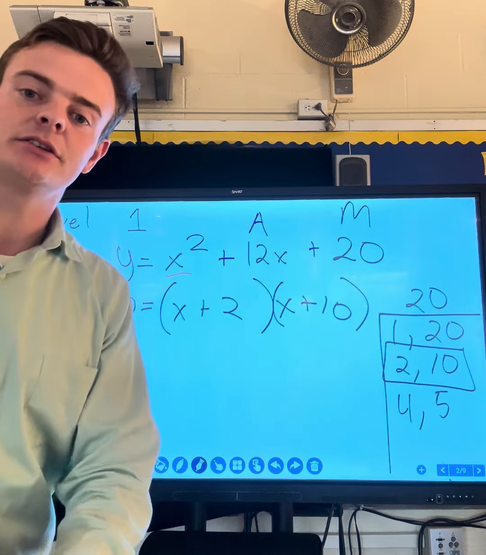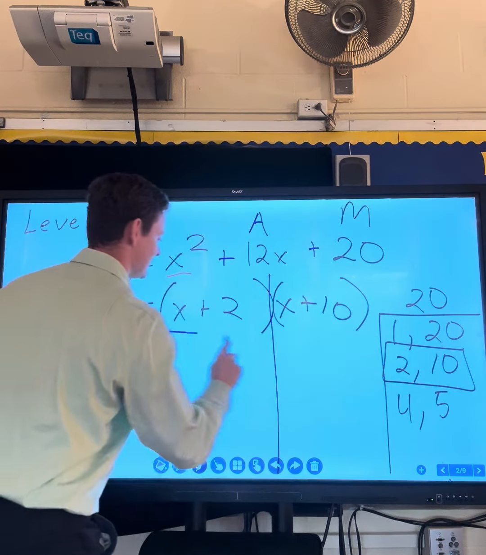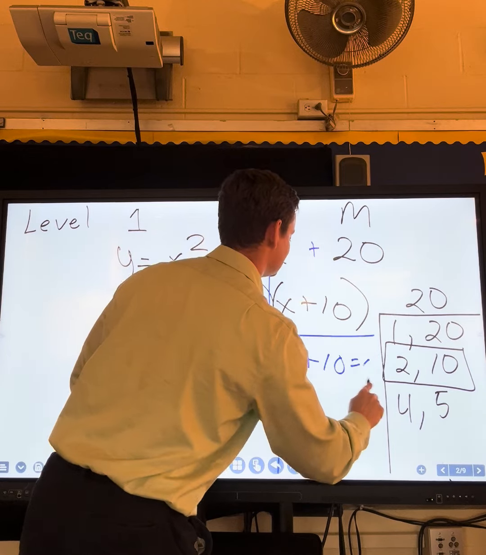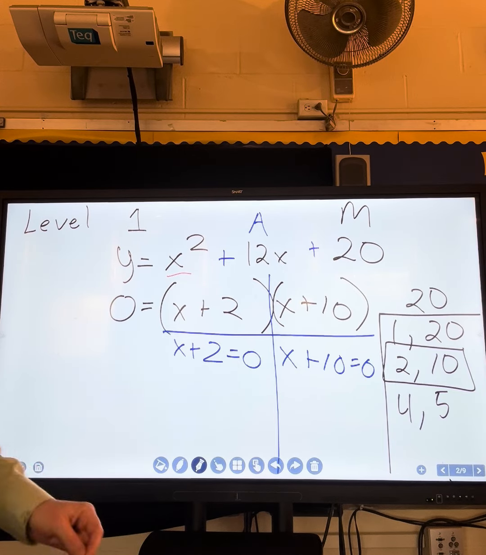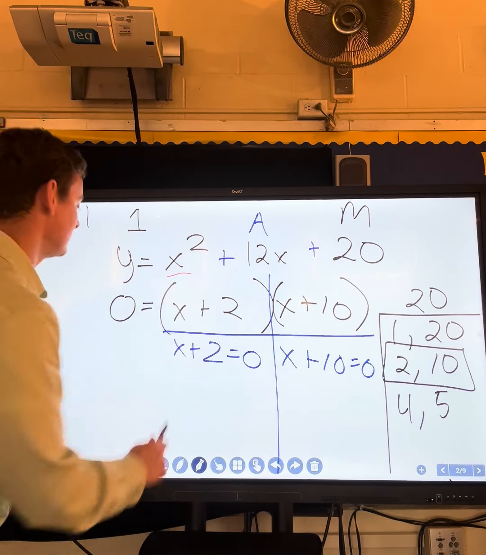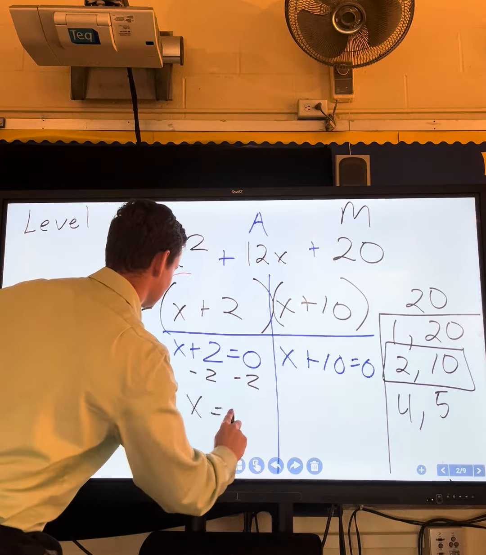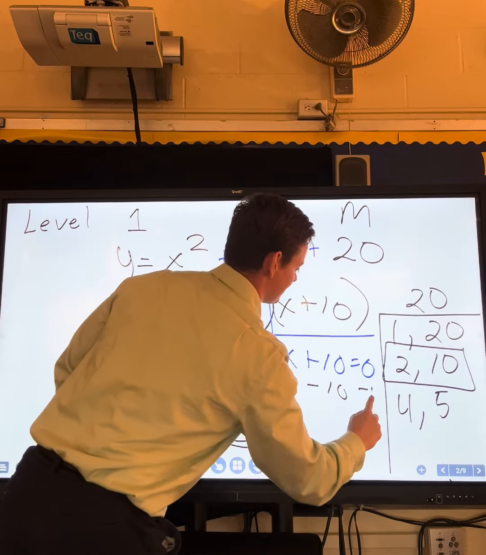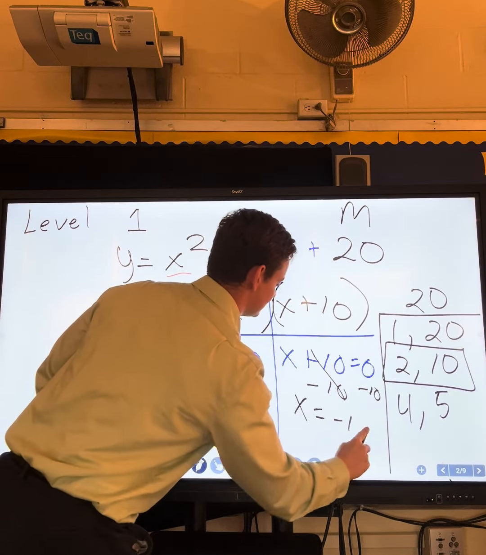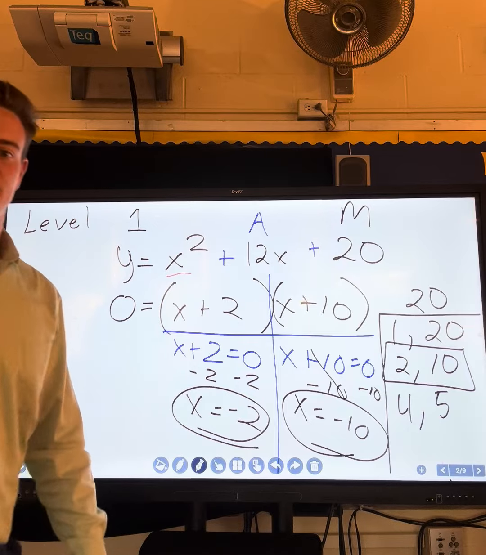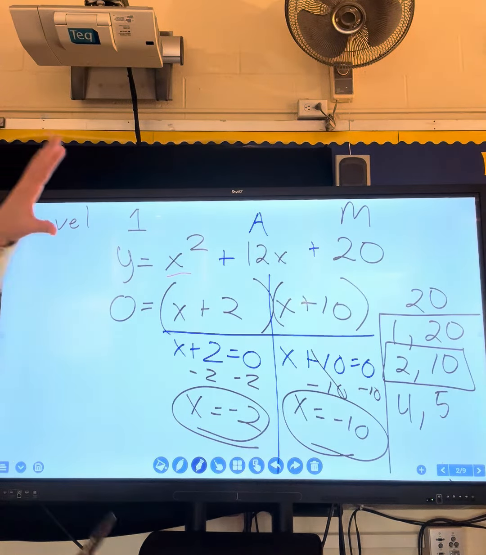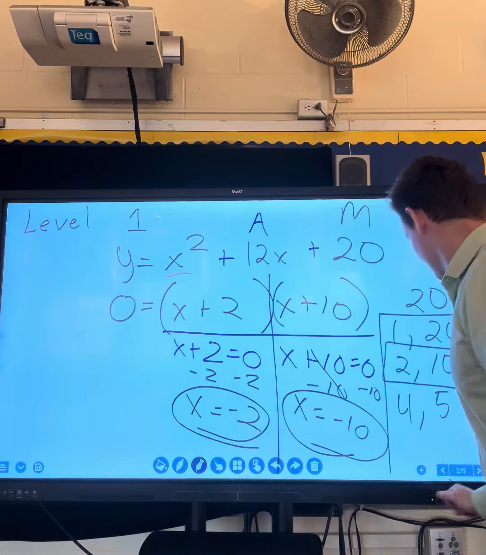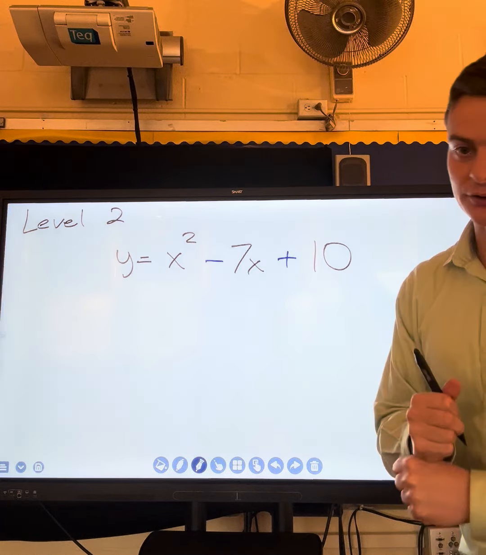If they want the x-intercepts, I now have to set these equal to 0 and figure out what value of x makes either one of them equal to 0. What number when I add 2 to it is 0, or I can just solve this. X is negative 2. Same thing with this here. X plus 10 equals 0, minus 10 from both sides. X equals negative 10. Nice. Level 1, done. Not too crazy. Multiply here, add there.